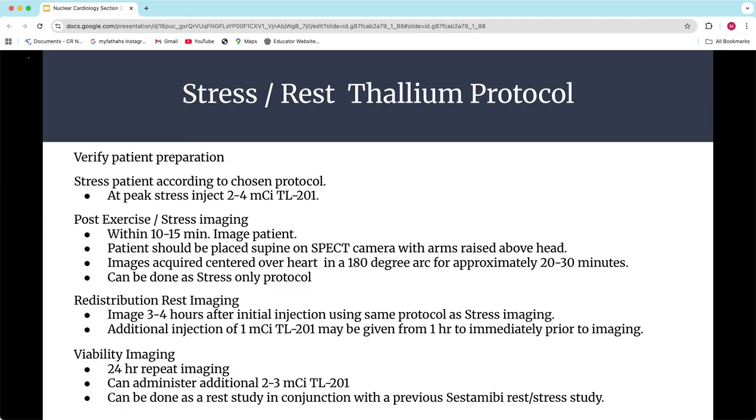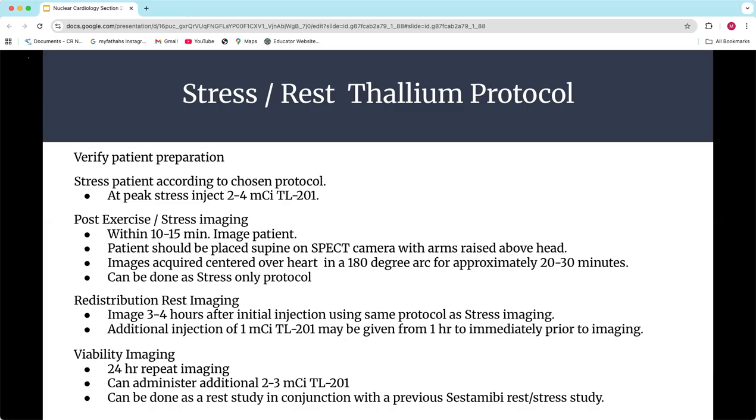So you stress them and you immediately get them on the camera. You have to be quick with this. You're going to image right away. Patients should be placed supine on a SPECT camera. We raise the arms above the head when we do cardiac imaging because we want to get any attenuation from the bones in the arms out of the way. That can cause things to look like a defect when they're not a defect, so we always want to get arms up.